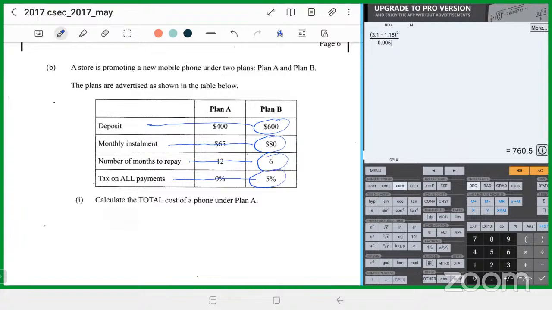So you add a tax of 5%. To add a tax of 5%, we can just calculate 105%. We don't need to calculate the tax if they don't ask for the tax. All right, so let's get into the question now.